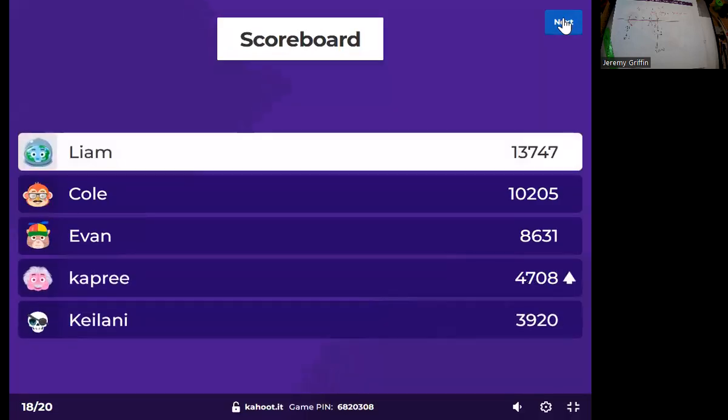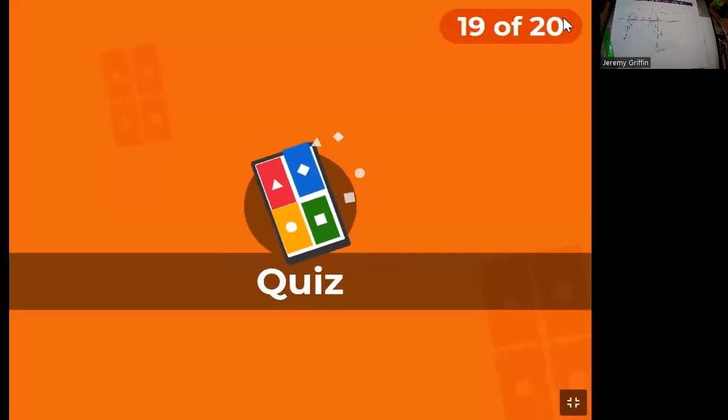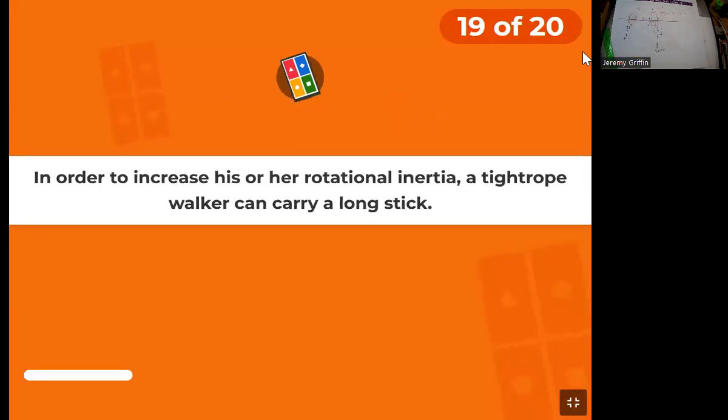I figured that out. Capri and I missed who else. All right, I've got Liam in the lead, then Cole, Evan, Capri, Kailani. In order to increase your rotational inertia, a tightrope walker should carry a long stick.